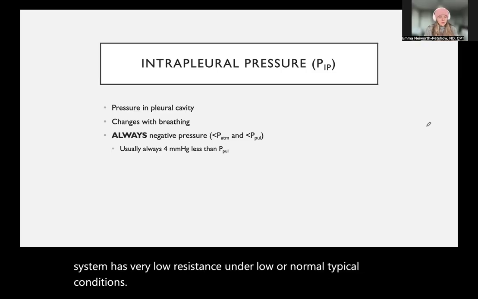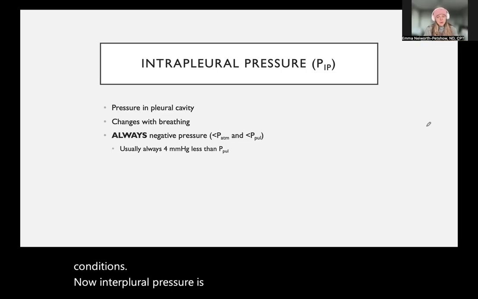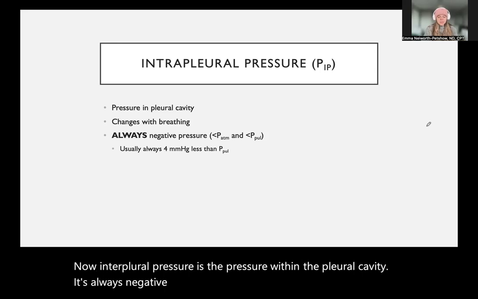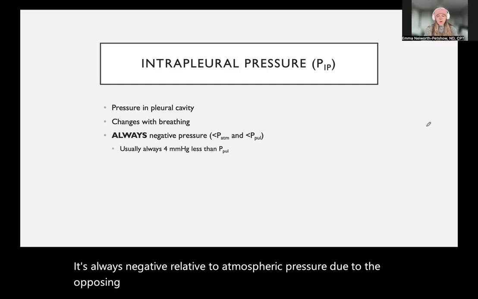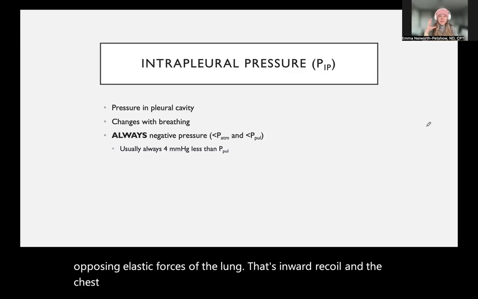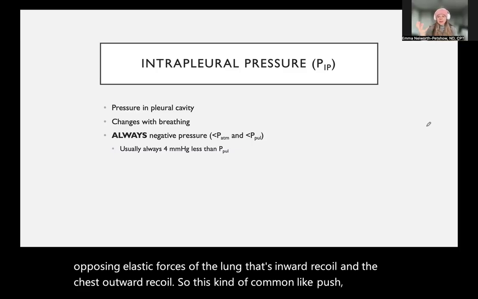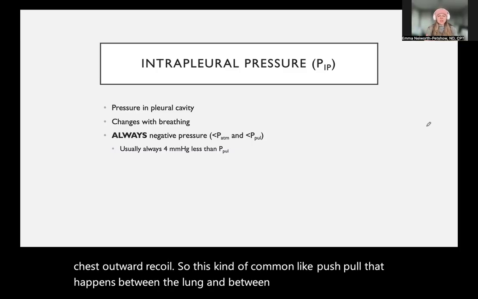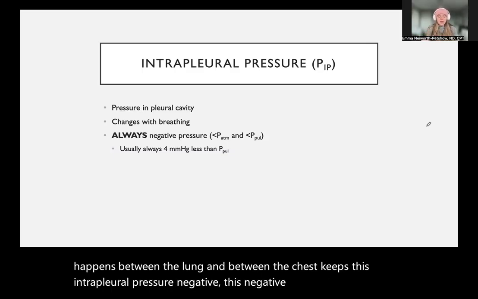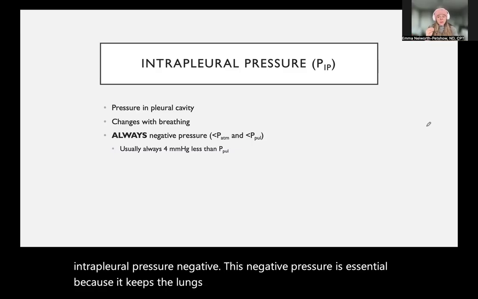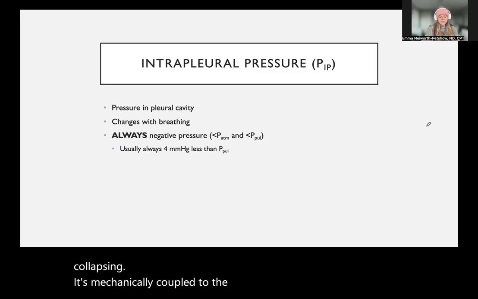Now, intrapleural pressure is the pressure within the pleural cavity. It's always negative relative to atmospheric pressure due to the opposing elastic forces of the lung, that's inward recoil, and the chest, outward recoil. This push-pull between the lung and the chest keeps intrapleural pressure negative. This negative pressure is essential because it keeps the lungs inflated and prevents them from collapsing. It's mechanically coupled to the thoracic wall.